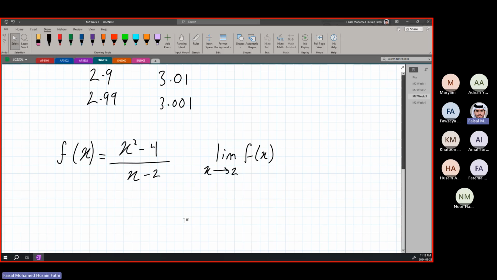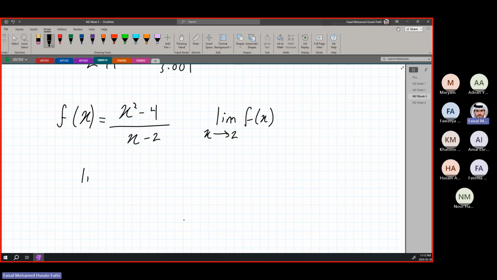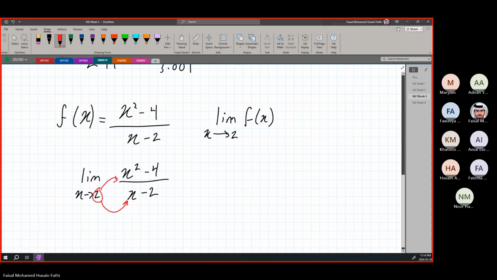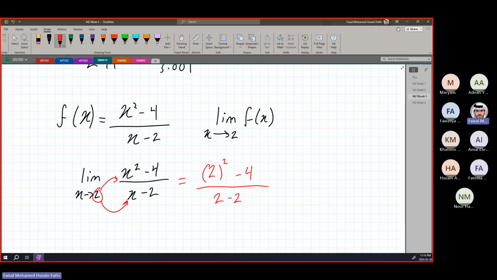If you notice, if we just substitute the x in our function, x squared minus 4 over x minus 2, and we substitute the 2 directly in x, the top will work out: 2 squared minus 4. But the bottom will be 2 minus 2, which is equal to 0. So this part is going to be equal to 0, which is not possible, because it's undefined to divide the function by 0, or anything by 0. It's undefined.